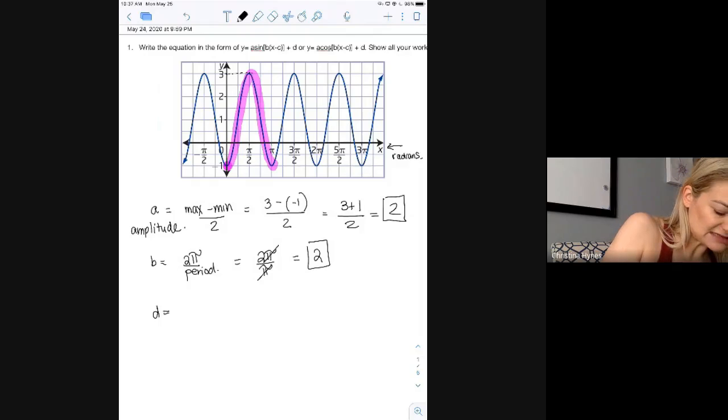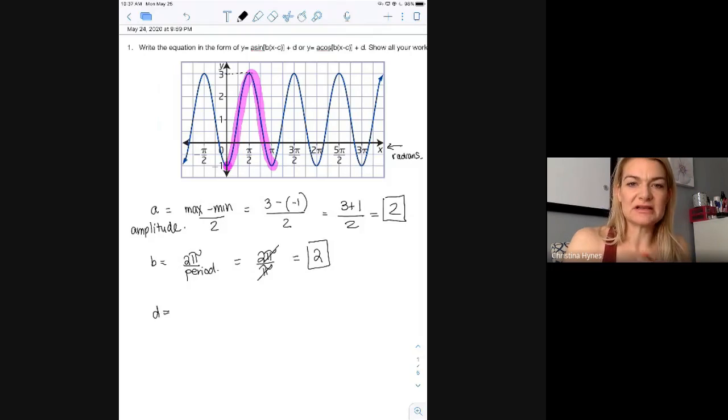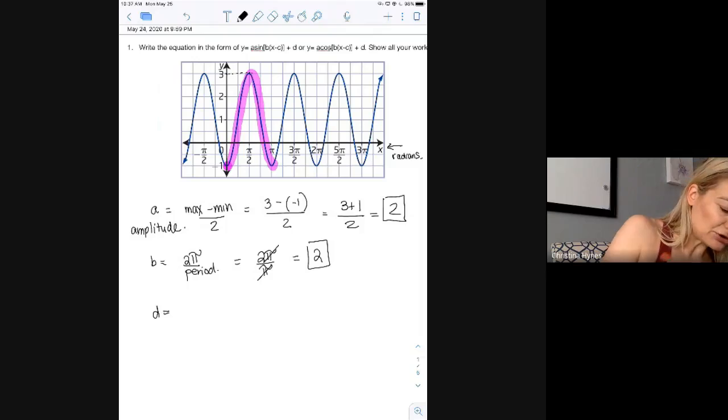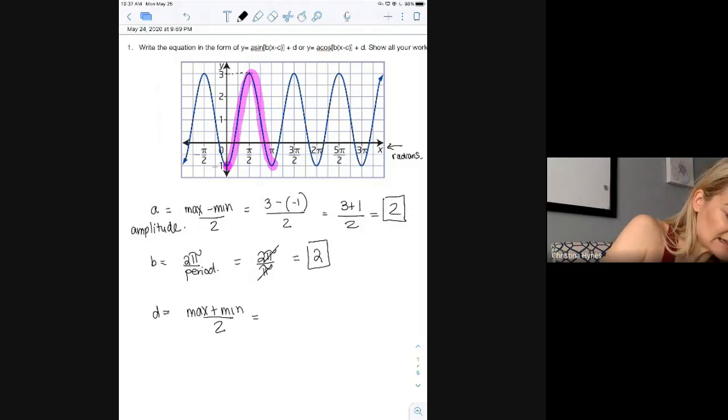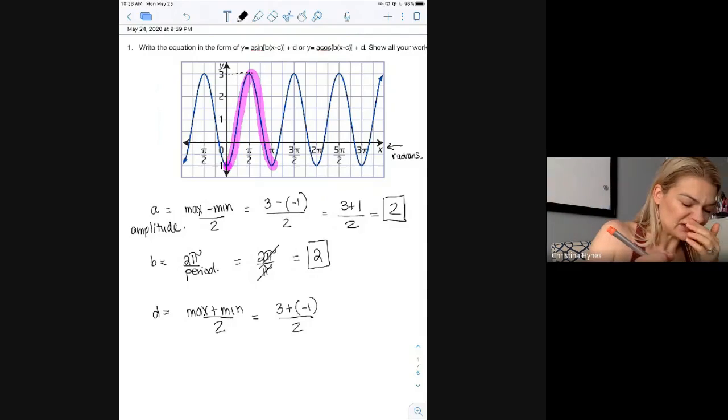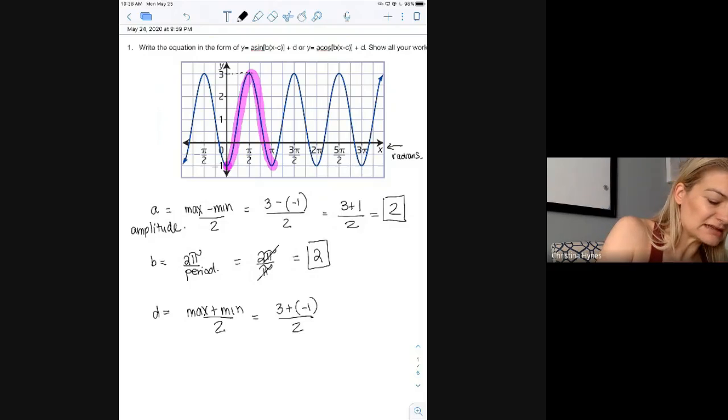I'm going to skip to D because that one is also the same for both the sine and the cos graph. Your D is found by taking your max added with your min, and then divided by 2. This is actually another name for your midline. This is the line that cuts your graph straight in the middle and cuts it in half horizontally. So your max is 3, plus your min is -1, and then you're dividing that value by 2. So 3 minus 1 is 2, divided by 2 is 1.